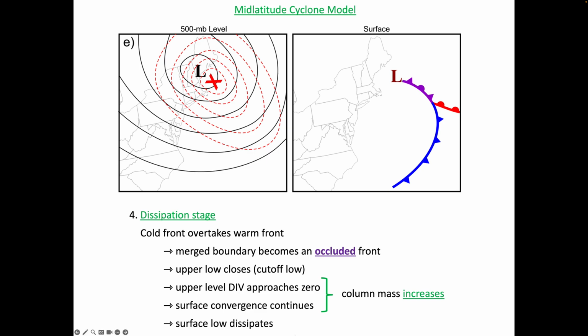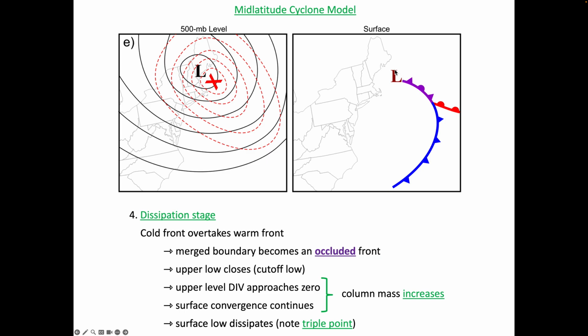Now, what we'll see as the surface low dissipates is that we have a triple point right here. So the triple point is where the occluded front, the cold front, and the warm front meet. And typically what we'll see over the triple point is that this is a region where we have a lot of divergence, where we have decreasing vorticity.